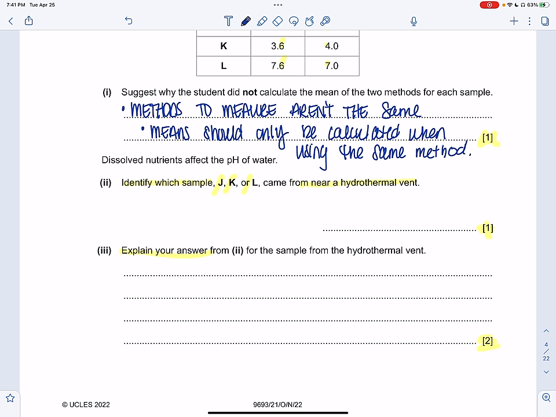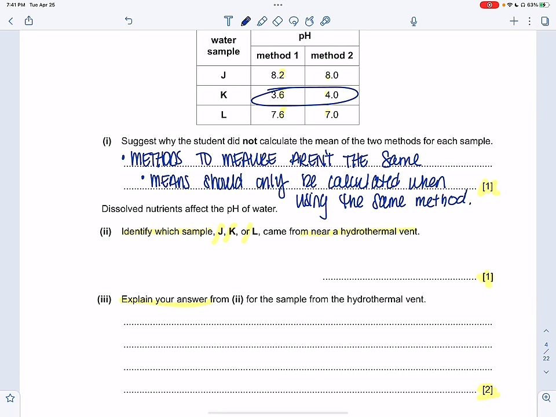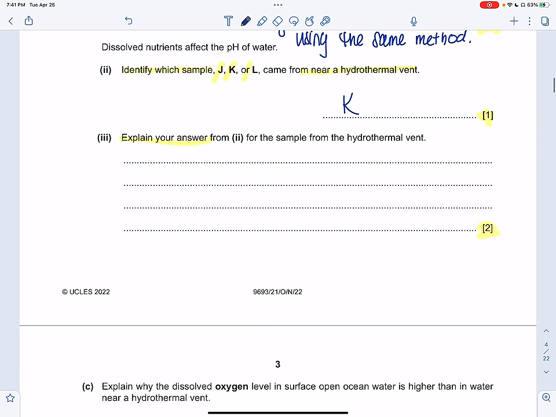So there's hydrogen sulfide in there. So you have acidic gases that come out. And so you're going to look for something that has a low pH. K is going to be your answer. That is the lowest pH. Those are acids.